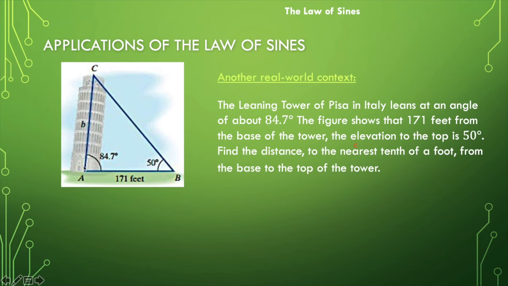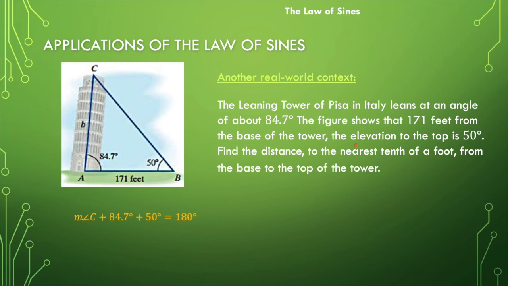So we're going to go over here to the base of the tower to the top of the tower. So we're looking for this side length, which is side length B. Okay, so we can again set up the law of sines. We're going to use the side length B and the angle measure 50 degrees, right? And then we're going to need to find this third angle again, like we did before, so we can put it in a ratio with 171 feet. All right, let's take a look.